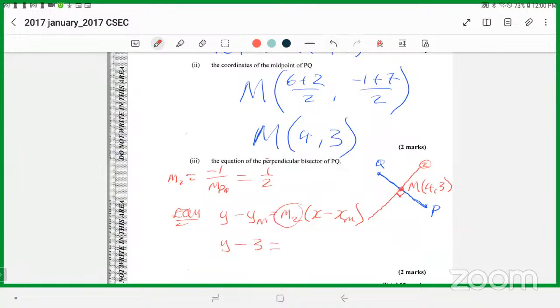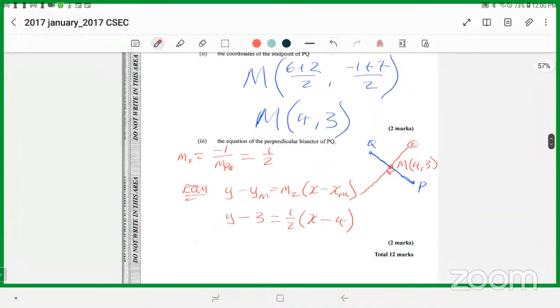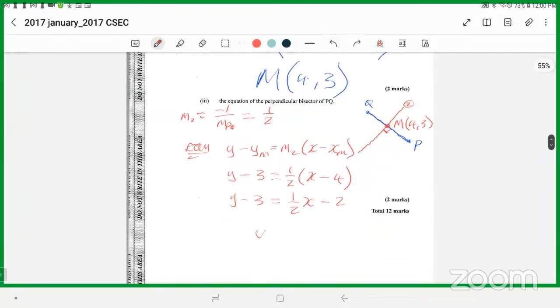Equal the perpendicular gradient is a half. So put in a half here, into x minus the x value at the midpoint, right here is 4. Since this is half of that 4, it's going to give us a whole number. We can just expand it straight and put y minus 3 equals half x minus 2. Half of 4 is 2. Then this 3 comes over, becomes a positive 3, and then the 3 minus 2 is 1. So it reduces to y equals half x plus 1. That is the equation of the perpendicular bisector. Half x plus 1.